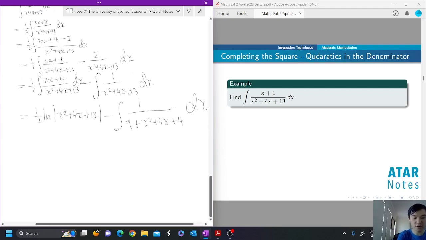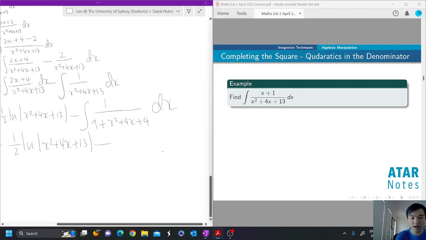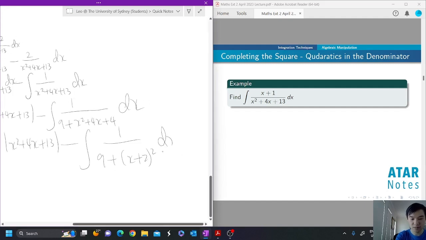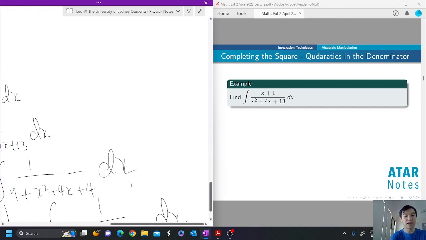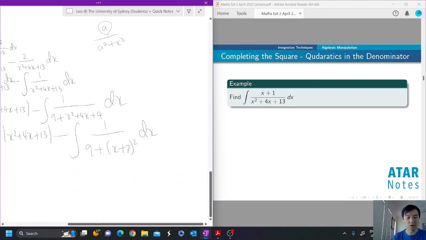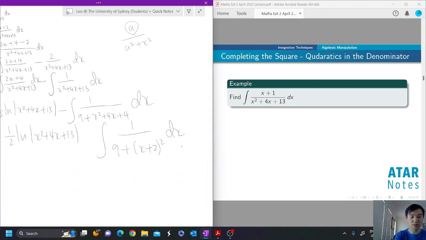So now, when I complete the square, I get 1 over 9 plus (x plus 2) squared, like that. And remember, with the inverse tan form, it's going to be a over a squared plus x squared. So I want the a here. So a in this case is going to be 3. So what I'm going to do is have the 3 up here, but also divide by 3, so I'm not changing the question.